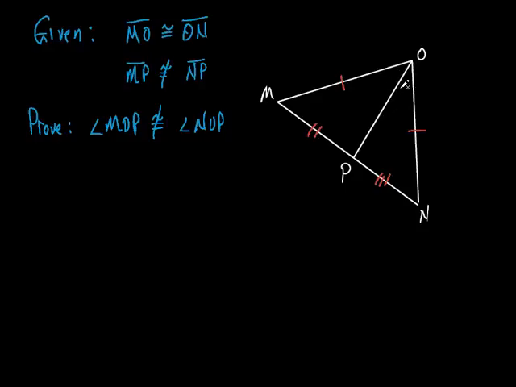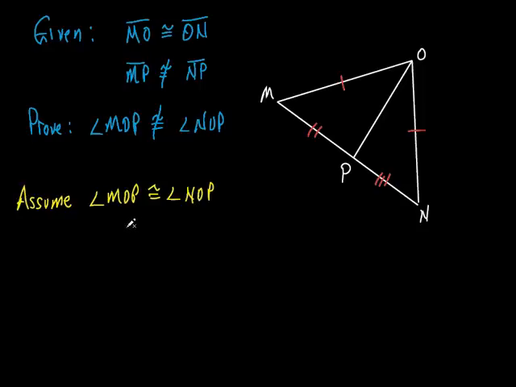So we're going to do it indirectly. So what do we start off doing? We always start off with an assumption. Okay, so we assume the opposite of what we're trying to prove. We're trying to prove that they're not equal. So what are we going to assume? We're going to assume that they are equal or congruent, whatever word you want to use there. So I assume that they are equal.